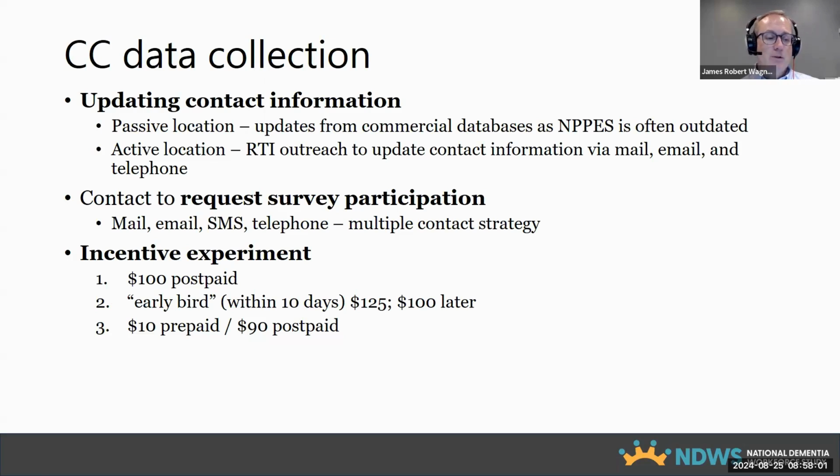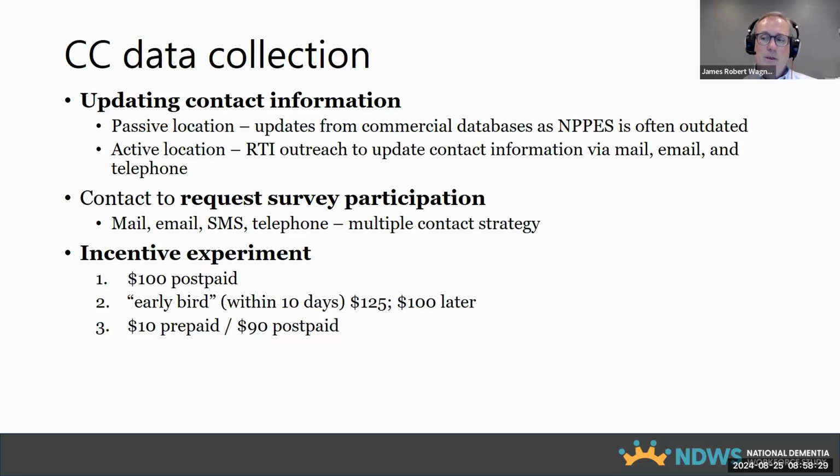The first is a $100 contingent or postpaid incentive. So once you've completed the survey, we send you the token of appreciation or incentive. The second arm is called an early bird treatment, where we're offering a slightly higher incentive to people who are willing to respond within the first 10 days. So it's a $125 incentive for the first 10 days and $100 after that to encourage early participation.